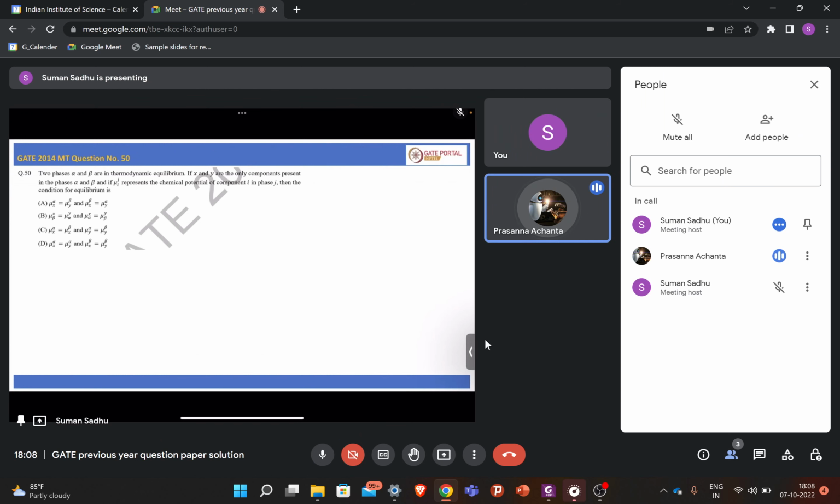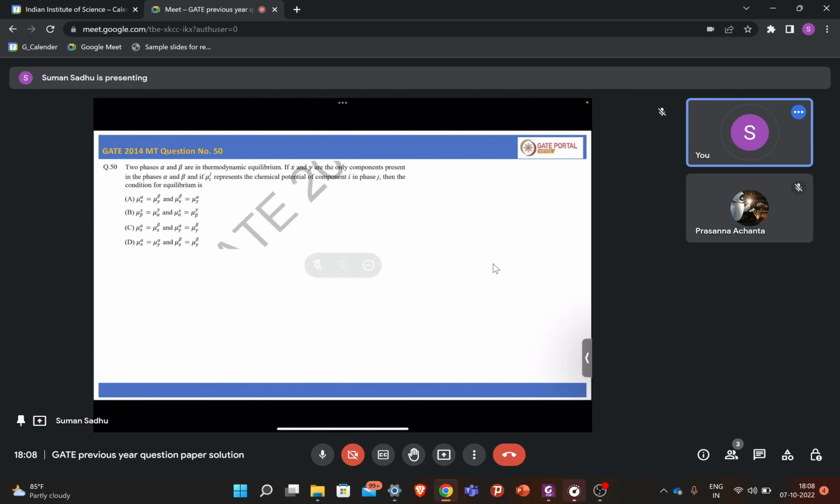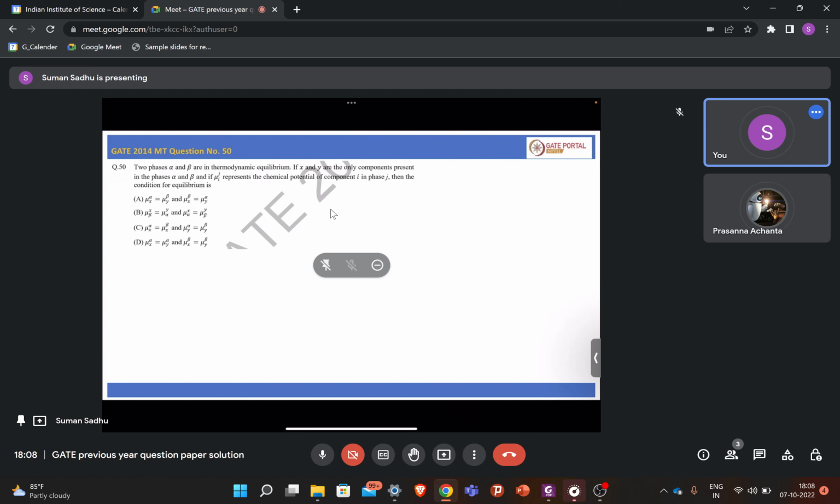I think it's A, sir. Option A, you mean mu x alpha, the chemical potential of x in phase alpha, is equal to the chemical potential of y in phase beta. Is it? Okay. Before approaching it, can you tell me the definition of chemical potential? What is the chemical potential?